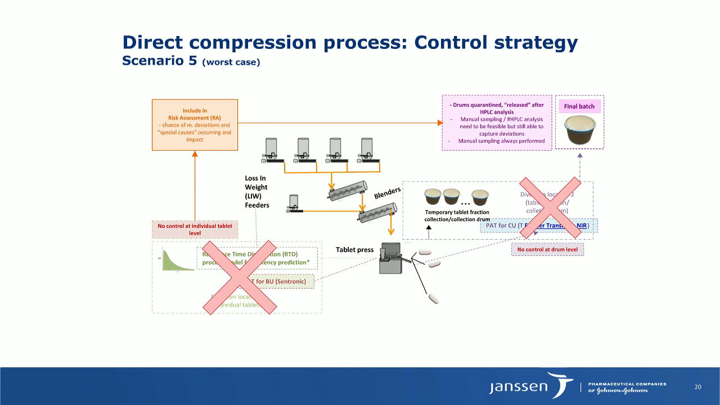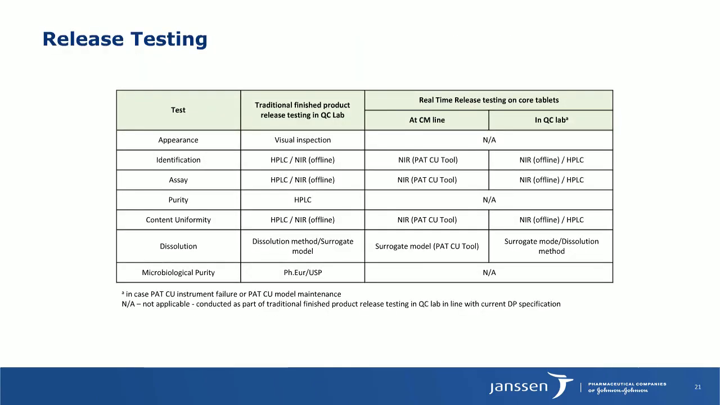Our preference is, of course, stage 1, where we have the RTD process, we have Sentronic BU to divert tablets at the end of the tablet press, and we have a PAT-CU tool in order to confirm your BU and your RTD. Then, let's take a look at release testing.